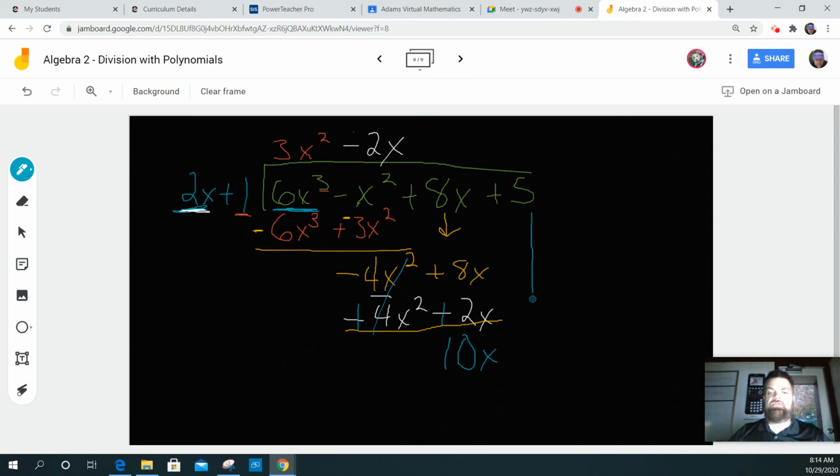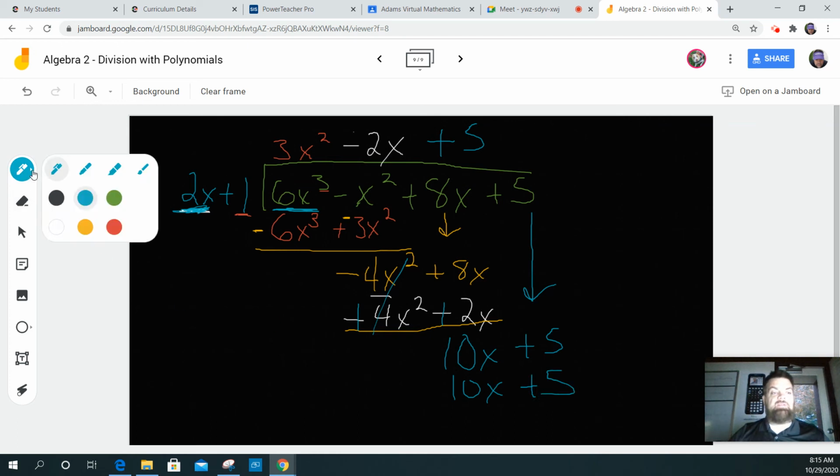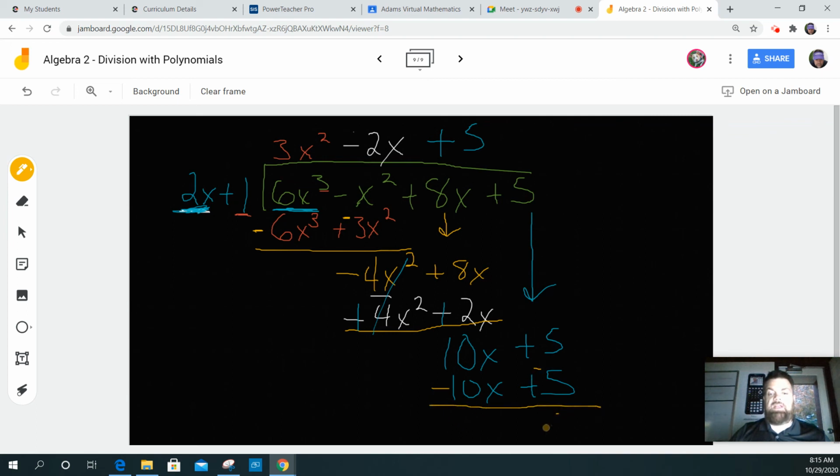Now lastly, I'm going to drop this 5 down. And so then I think to myself, well, 2x times something gives me 10x. Well, that's positive 5. So 5 times 2x is 10x. 5 times 1 is a positive 5. And then I got to remember that I'm going to come in here and subtract 10x, and I'm going to subtract 5. So then I end up with 0. So this is the solution.